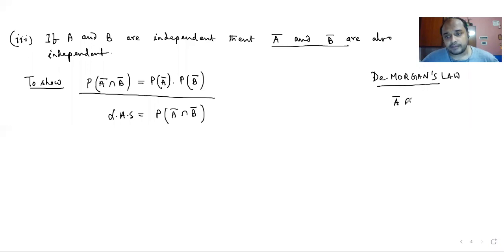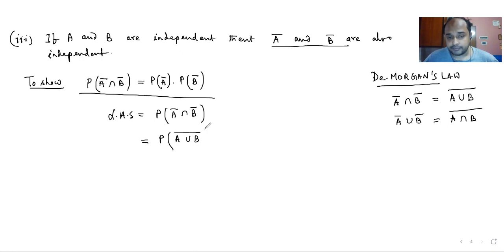De Morgan's law says that A bar intersection B bar is equal to A union B whole bar, and A bar union B bar is A intersection B whole bar. So we can apply this result over here. In place of A bar intersection B bar, we can write A union B whole bar. Now, since A is an event and B is an event, A union B is an event, and therefore A union B complement is also an event. So we can apply the formula probability of A bar equal to 1 minus P of A. We can apply this formula over here. So we are writing it as 1 minus probability of A union B.